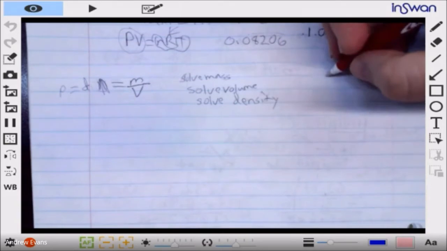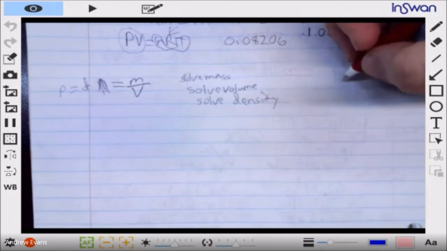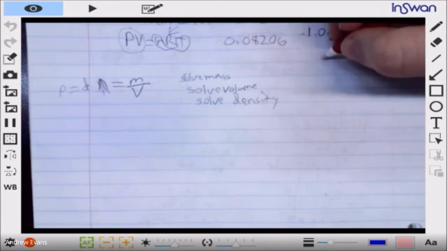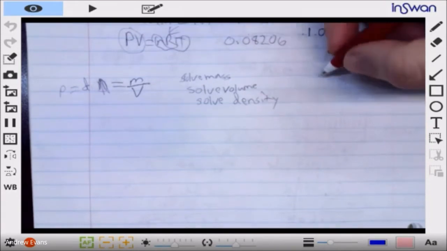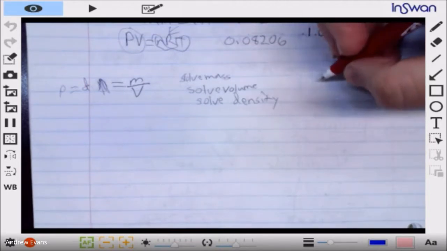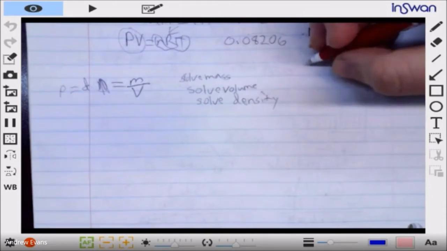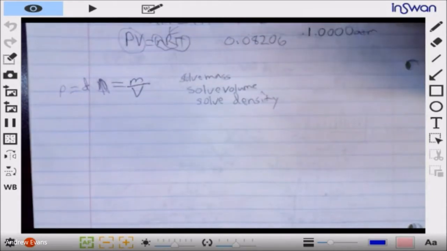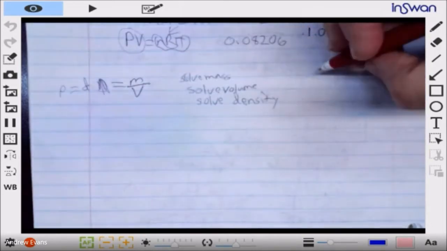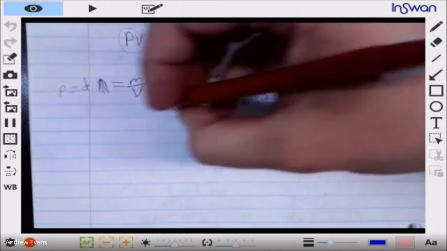So if you have milliliters as your volume, you're going to get grams per milliliter. If you have liters, you're going to get grams per liter. This is kind of important when we're dealing with liquids versus gases. The density is grossly different. But density is one of the easiest things to solve for, given its idle simplicity.